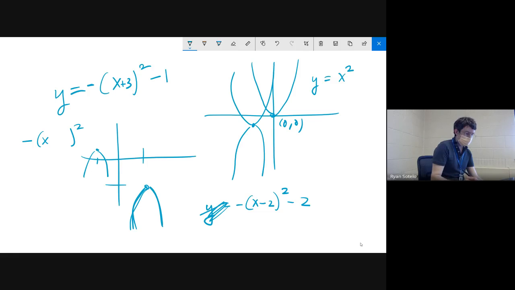So this one, did you say left 2, up 1? Yeah. So to go left 2, I'd put a +2. I'd do opposite. And then y, I'm not going to do opposite, so it's going to be +1.